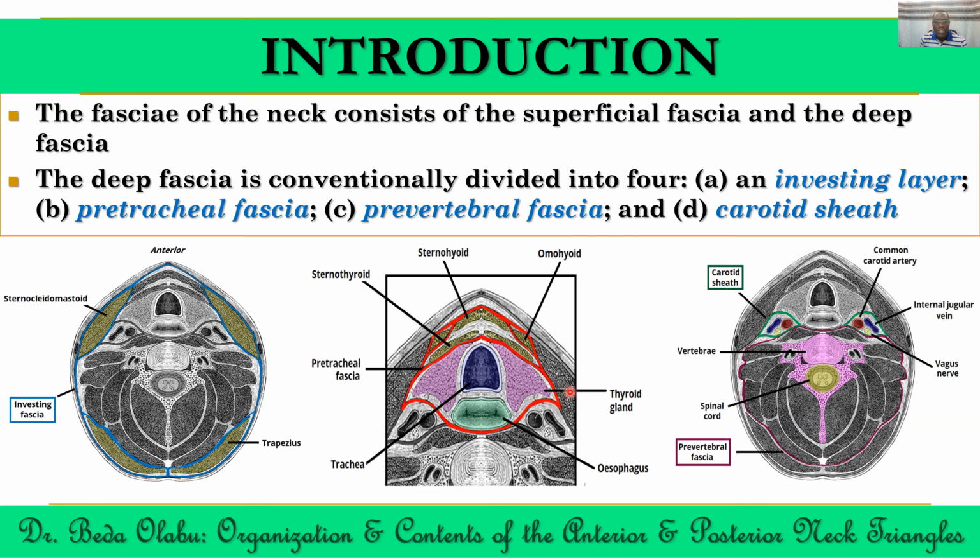And then you go to the deep layer of the deep cervical fascia. The deep layer of the deep cervical fascia is what we call the prevertebral fascia. This fascia generally encloses the vertebral column and the muscles of the vertebral column. And as you can see here, this is the prevertebral fascia.